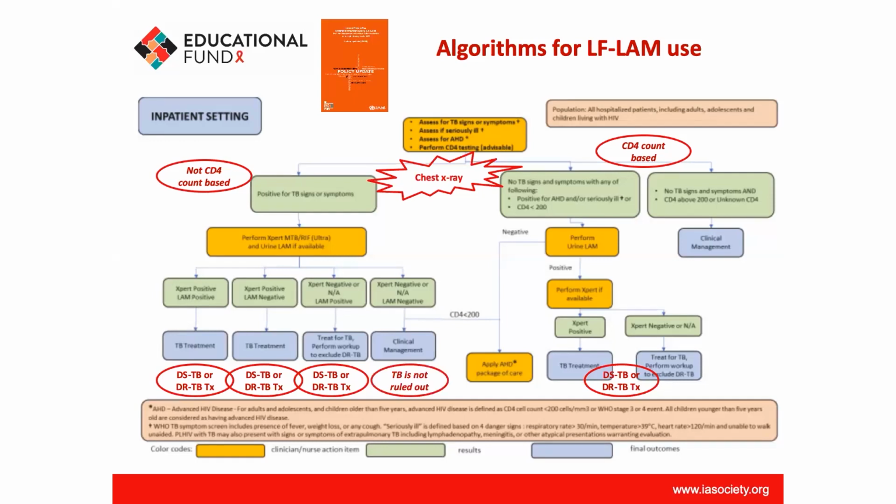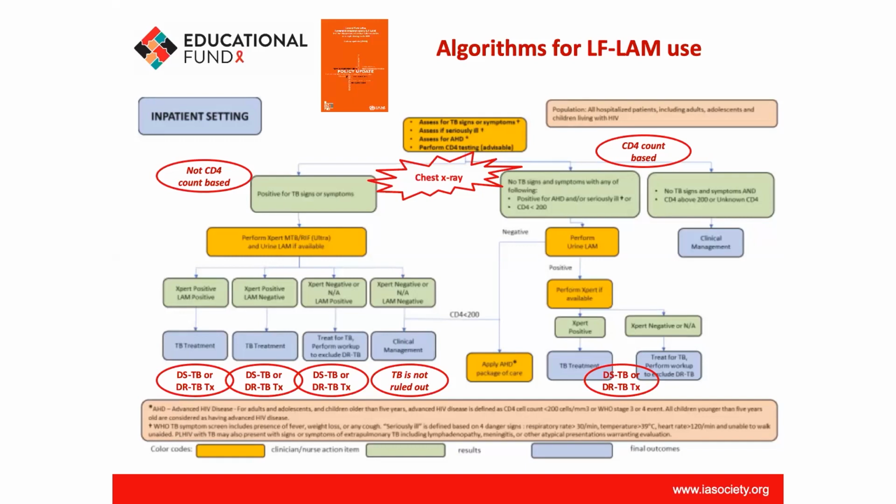If you don't have a LAM result or an Xpert result, either unavailable or negative, in this box where it says clinical management, it's very important to remember that TB is not ruled out based on a negative LAM test or a negative Xpert test if you have a high clinical index of suspicion for TB. And at that point, more testing should be done. So smear, culture, phenotypic DST, and perhaps line probe assay.